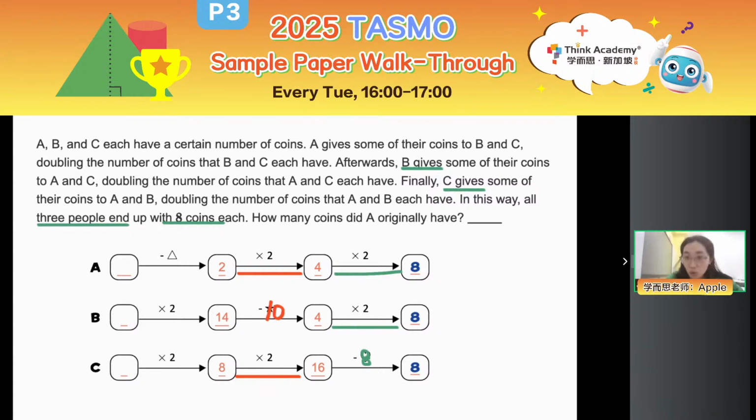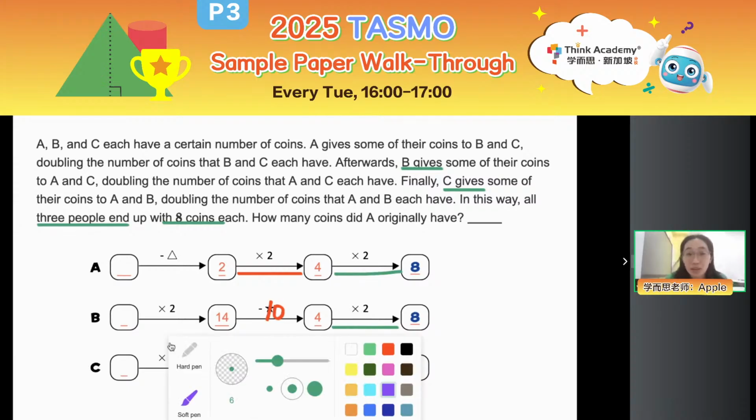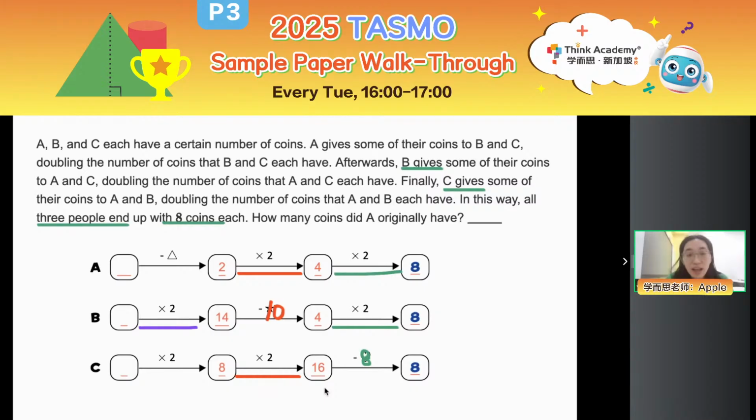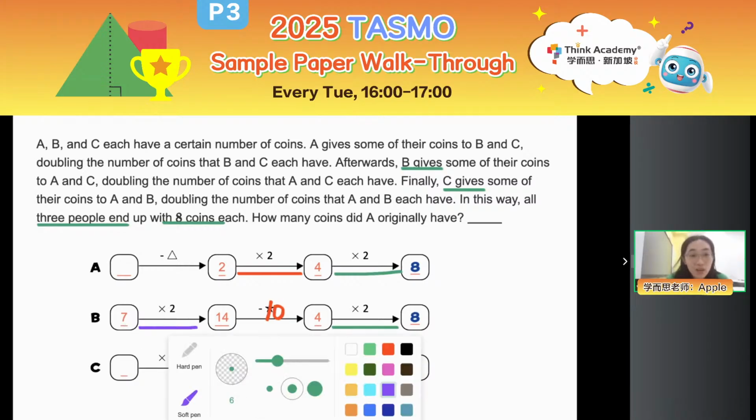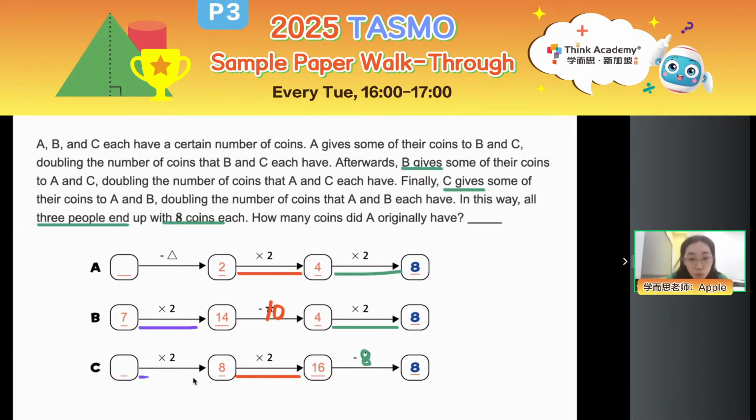Well, I don't know what is the value of triangle, but how can I figure out the value of triangle? Now again, let's start from the multiplication part. A number times 2, that is 14. Well, we can get, originally, B had 7 coins. And then we know that a number times 2 equals 8, which means originally C had 4, right?